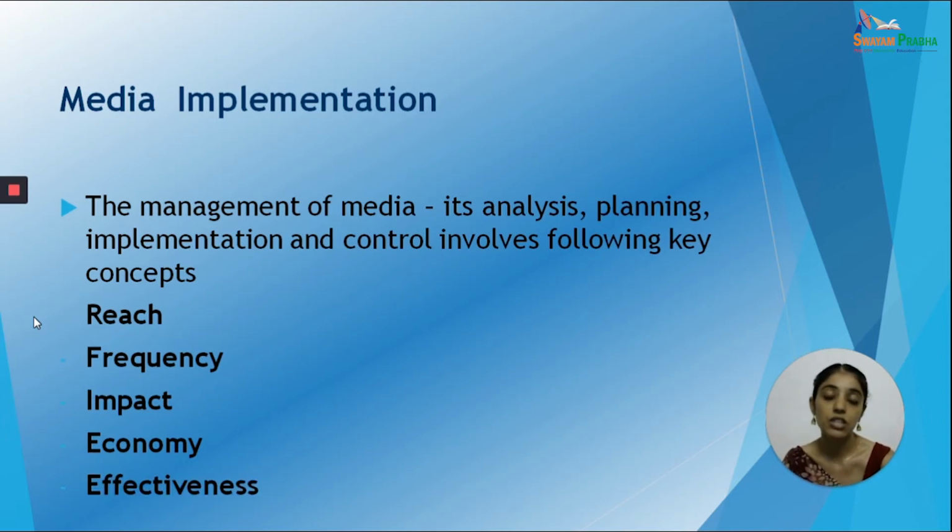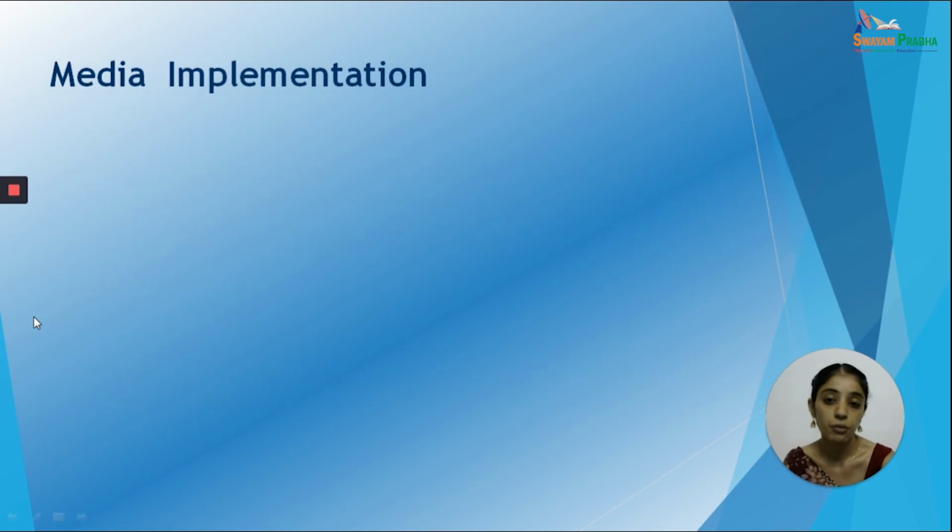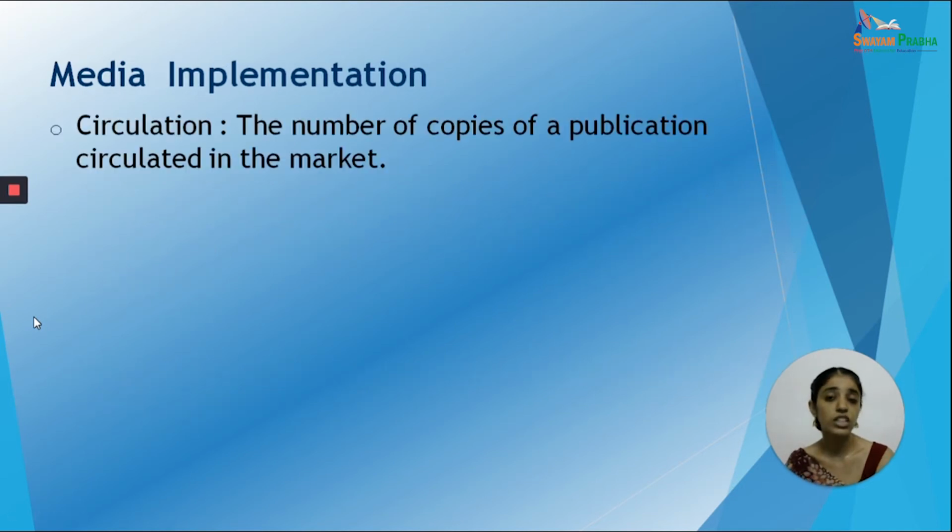Friends, the effectiveness of media implementation is measured after the end of the campaign. It is only after the campaign has run in the market that we need to evaluate the number of media impressions, the readership, viewership and circulation. And these are the terms we need to be familiar with. Circulation actually refers to the number of copies a publication is circulated in the market.